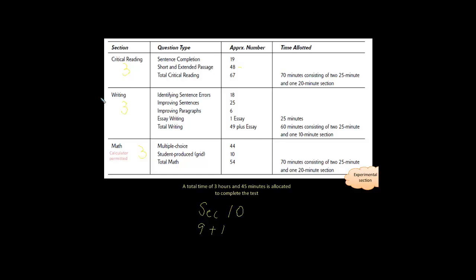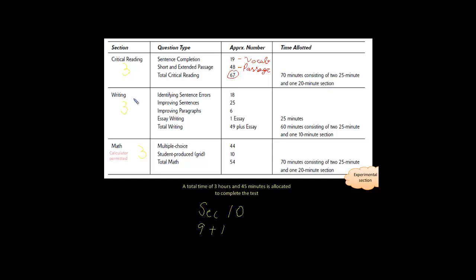This is where you have your passages. This is where you have vocabulary, that means fill in the blanks and everything else. In total, you have 67 questions. You get 70 minutes to do this. The 70 minutes consists of 2 sections of 25 minutes and 1 section of 20 minutes. So these 67 questions are divided into 70 minutes with 2 sections of 25 and 1 section of 20 minutes.